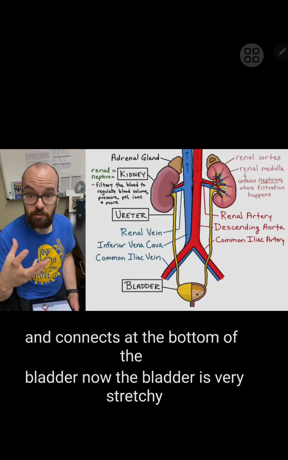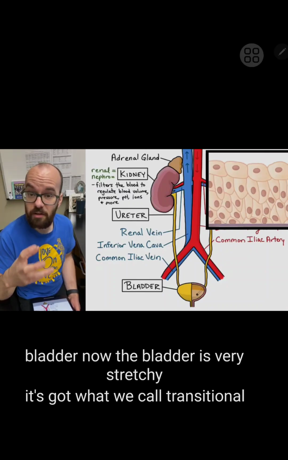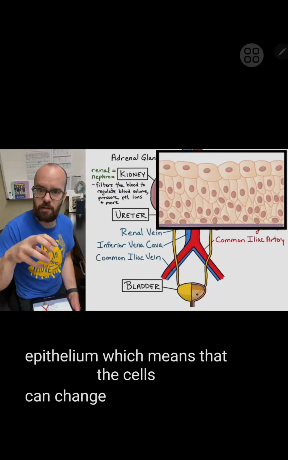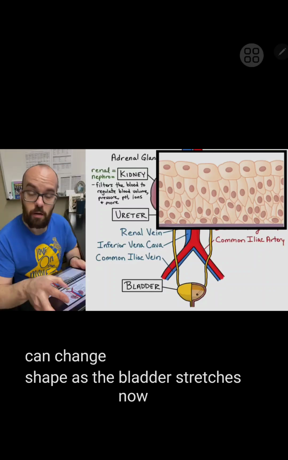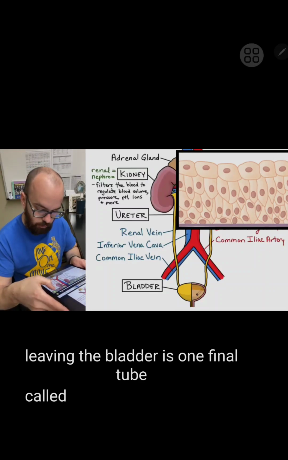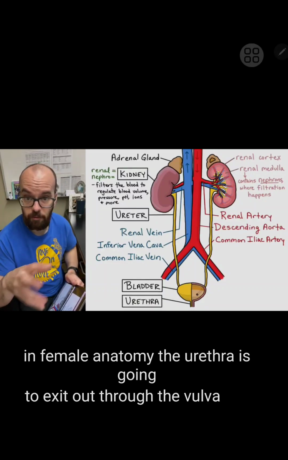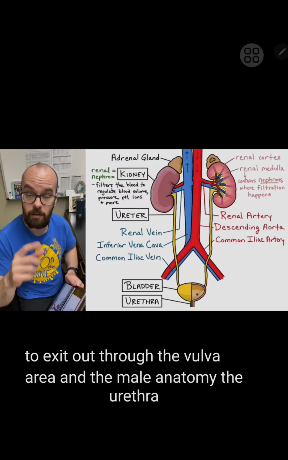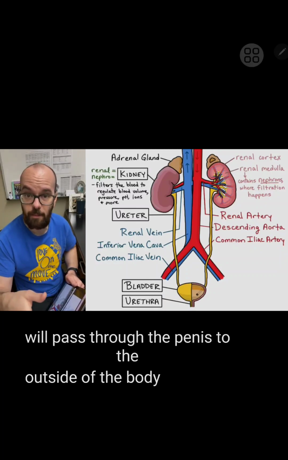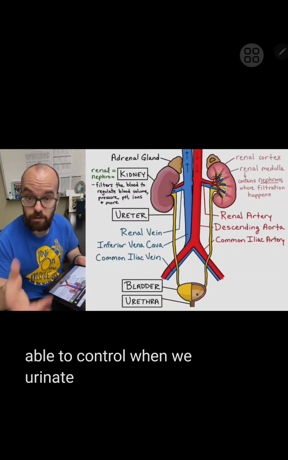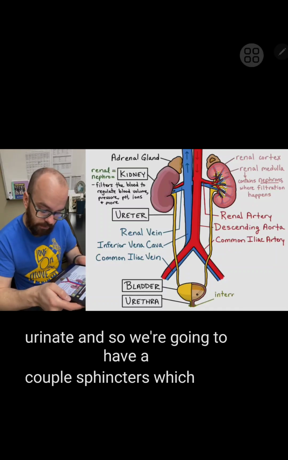Now the bladder is very stretchy. It's got what we call transitional epithelium, which means that the cells can change shape as the bladder stretches. Now, leaving the bladder is one final tube called the urethra. In female anatomy, the urethra is going to exit out through the vulva area, and in male anatomy, the urethra will pass through the penis to the outside of the body. Now, we want to be able to control when we urinate, and so we're going to have a couple sphincters which will help us do that.